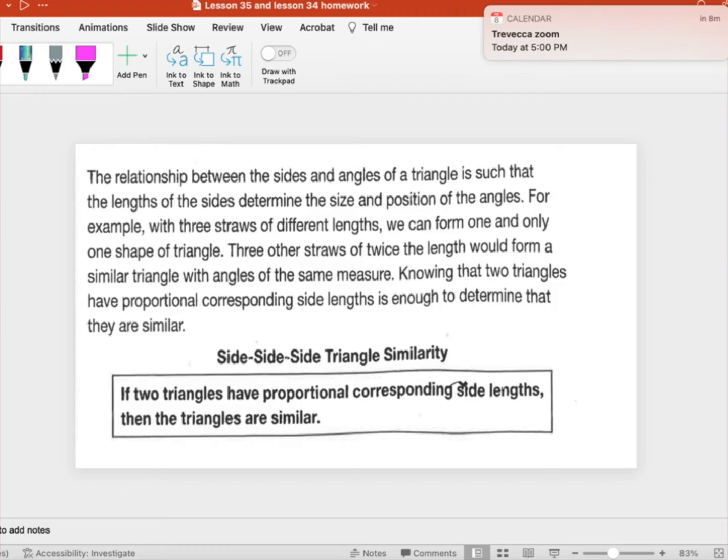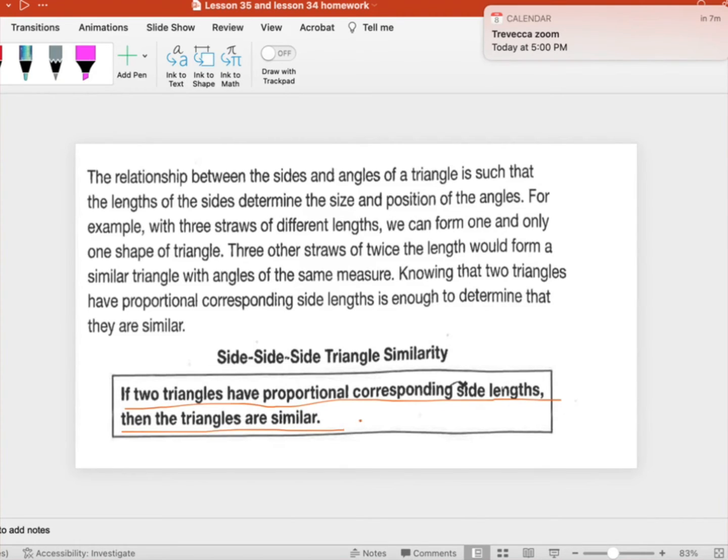Okay, the relationship between the sides and the angles of a triangle is such that the lengths of the sides determine the size and the position of the angles. For example, with 3 straws of different lengths, we can form one and only one shape of a triangle. 3 other straws of twice the length would form a similar triangle with angles of the same measure. Knowing that 2 triangles have proportional corresponding side lengths is enough to determine that they are similar. So here, if 2 triangles have proportional corresponding side lengths, then the triangles are similar.